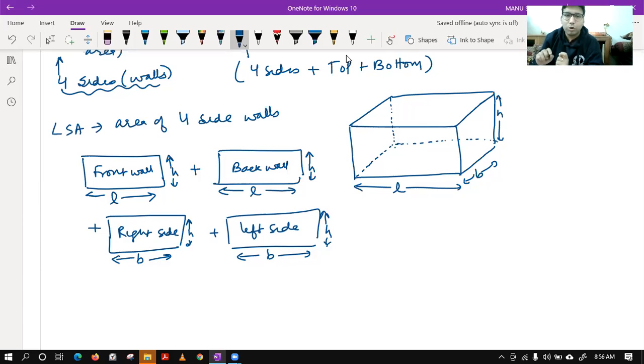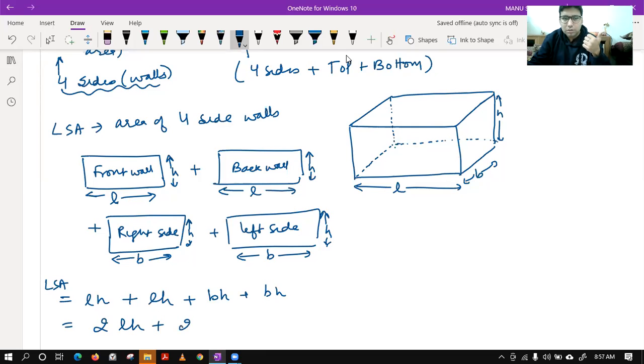We are very close because you can see now we have found the area of the front wall. So the LSA will be given by the front wall area, that is L into H, because it is very simple, plus the back wall area, that is L into H again. Then the right side wall, that is B into H. Then the left side wall, that is B into H. And if you add these, it becomes 2LH plus 2BH.